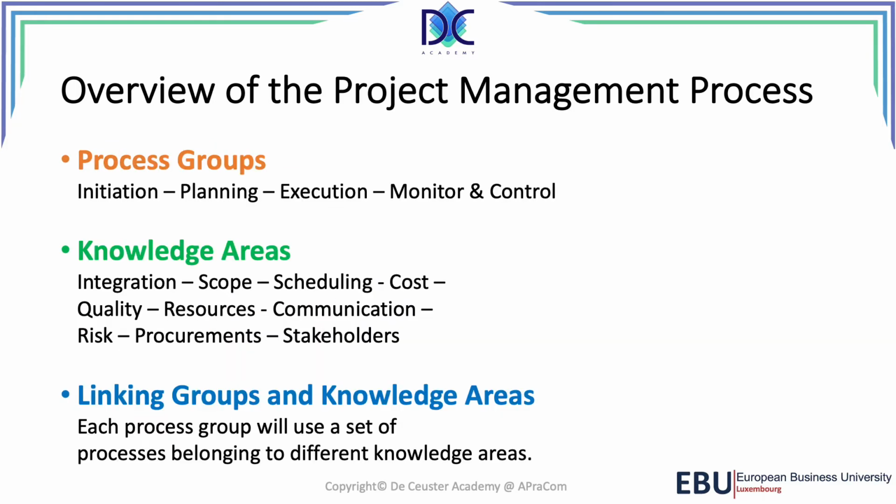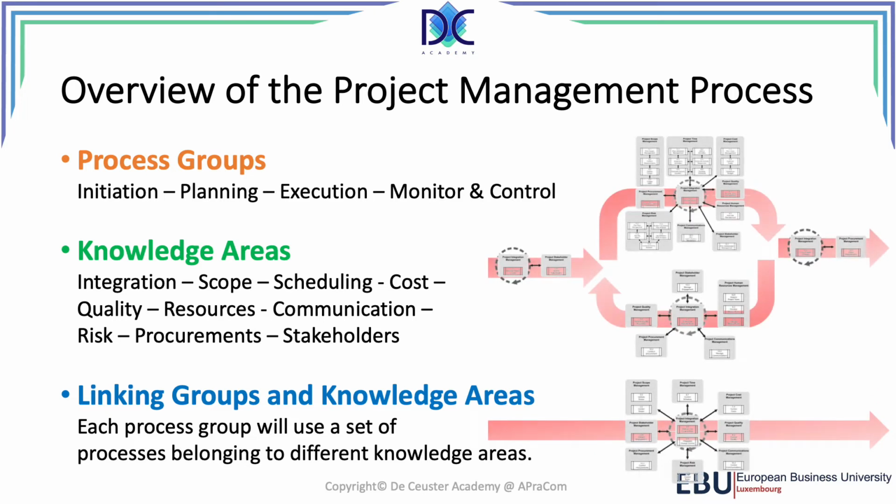Now, when we look at the project management process, you see here a very complicated drawing. Basically, we have three elements here. We have the process groups, the initiation, planning, execution, monitoring, control. Those are represented by the red arrows. We see on the top, on the middle left, the initiation. Then we see execution, monitoring, control. And at the right-hand side, we see the closing. And below, we see all the monitor and control processes. So basically, all these elements are there.